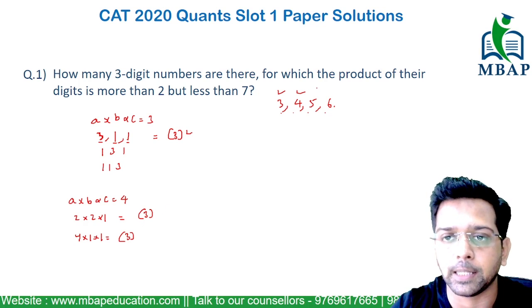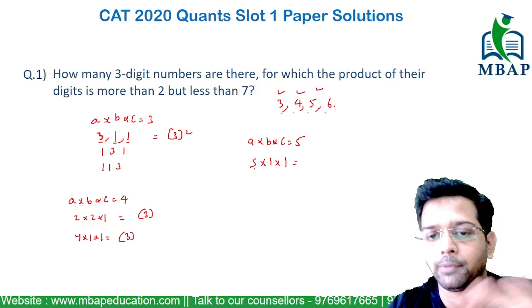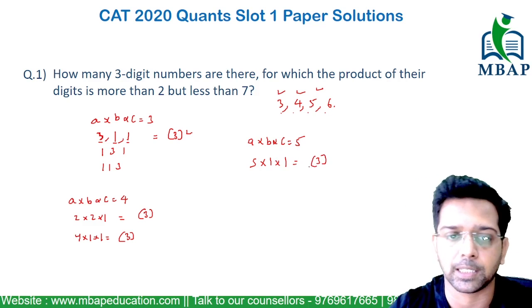Moving ahead, let's take the number 5. Now you want A into B into C to be equivalent to 5. The only possible way is 5 into 1 into 1: 5, 1, 1; 1, 5, 1; 1, 1, 5. There will be 3 such cases possible.